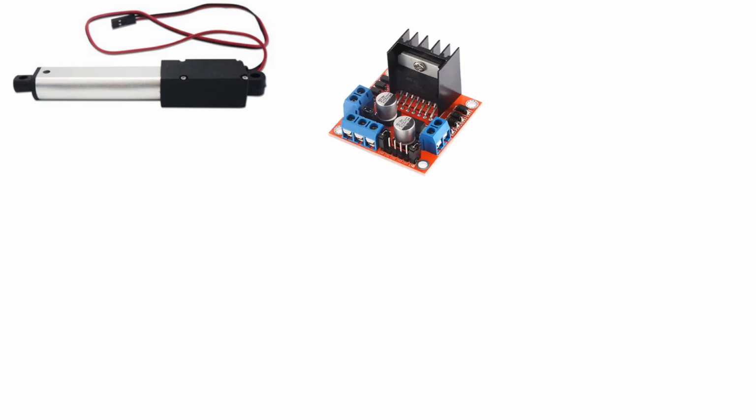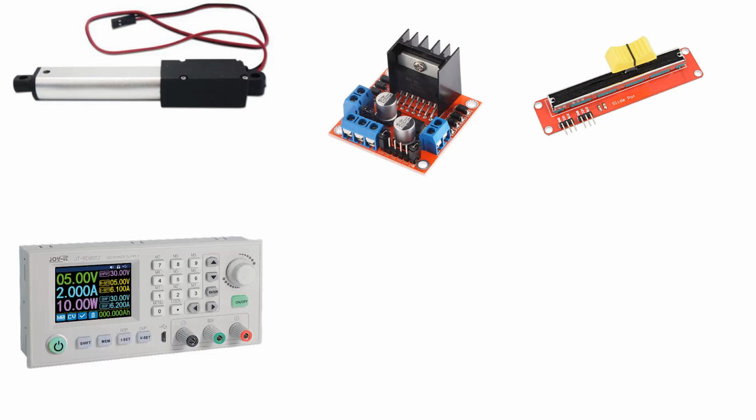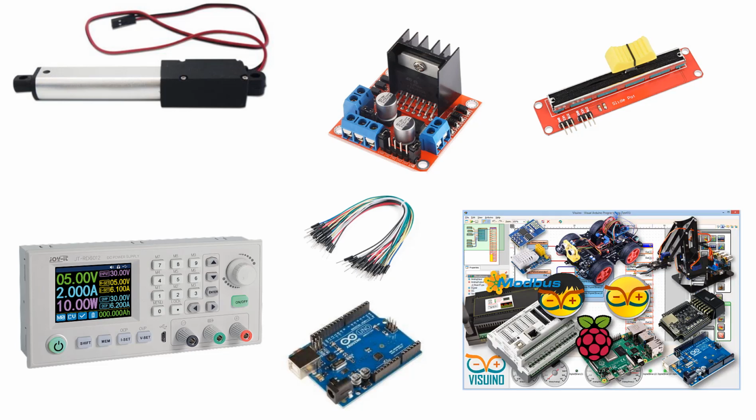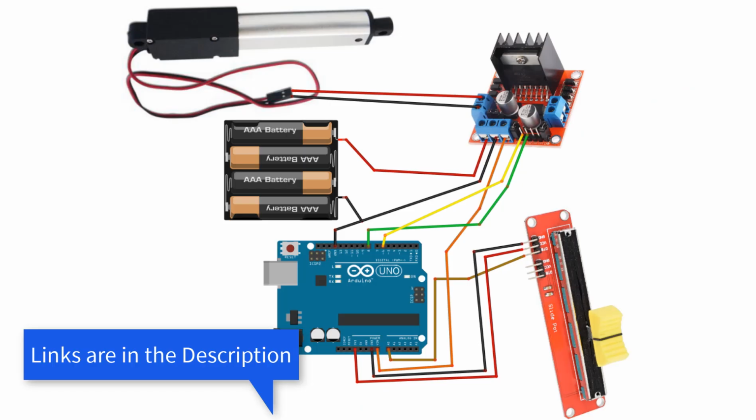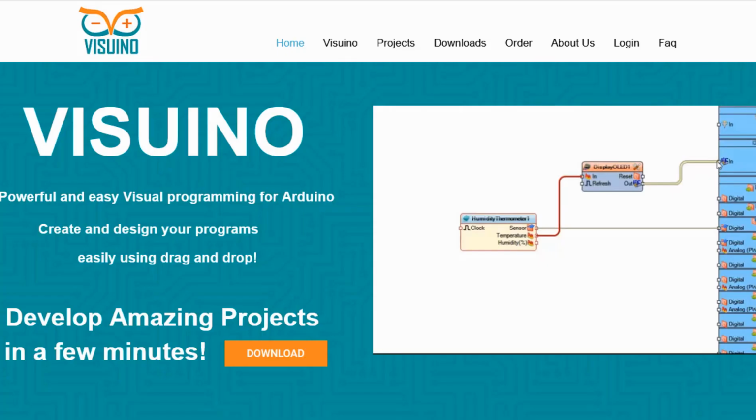For this project you'll need a linear actuator motor, DC motor driver L298N or any other motor driver, potentiometer module, power supply, some jumper wires, Arduino board and Visuino program. Wire everything according to this schematic.